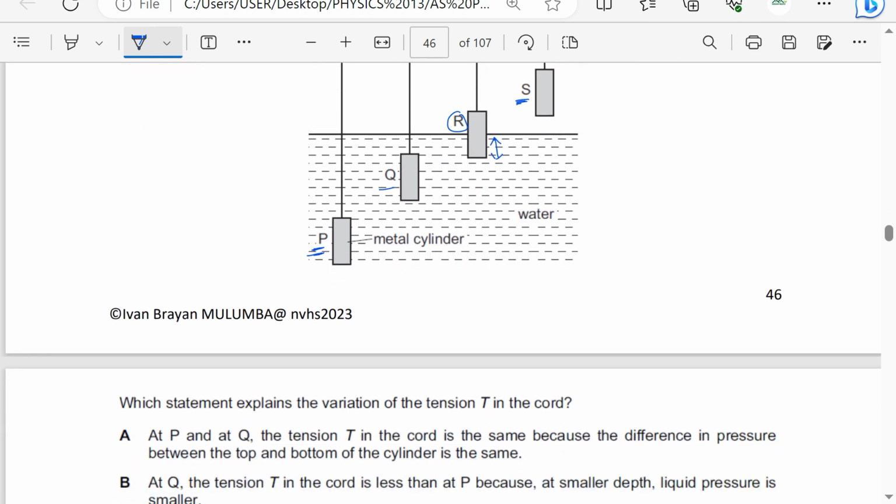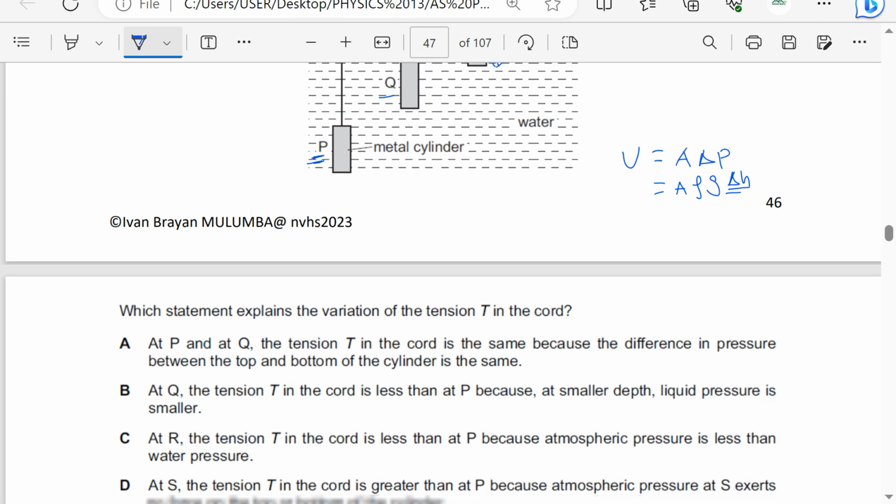Okay, let's see the values here. Because remember, upthrust depends on the cross-sectional area times the difference in pressure, and the difference in pressure depends on the density, g, and the height which is submerged, the difference in the height from the top and the bottom of the object which is submerged. Okay, let's check the options. At P and at Q, the tension in the cord is the same.